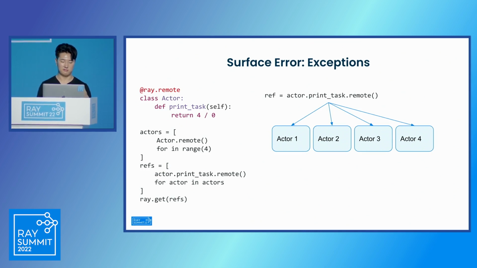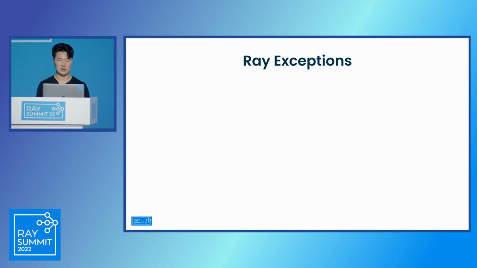The next thing, following our workflow, is how you surface the error when you do interactive development. If you use Python, of course, the most common case is getting an exception when something fails. For example, you have an actor with a print task, and let's say you have a division by 0 error like this. Basically, you want to get this exception in your main program and throw the right exception. Ray automatically catches the exception from its remote task and propagates the error back to the users. And I'm going to show you how it works.